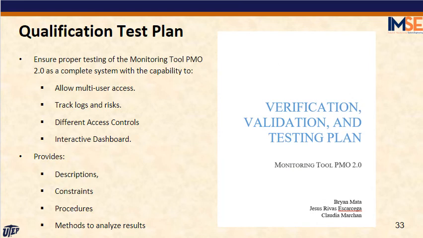The qualification test plan. This document was developed in order to ensure proper testing of the monitoring tool PMO 2.0 as a complete system with the capability to detect any access failures or dashboard failures, and then to report the findings to the software engineer. Overall, it will provide the descriptions, constraints, procedures, and methods to analyze the results of the designated test. Some of the capabilities that will be tested are multi-user access, track logs and risks, different access controls, and ensuring that there's an interactive dashboard.